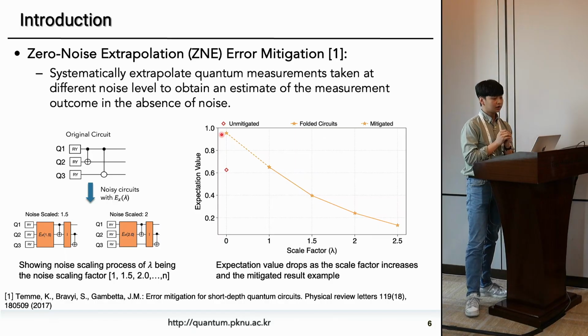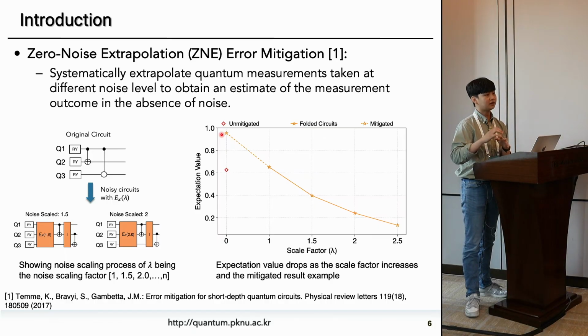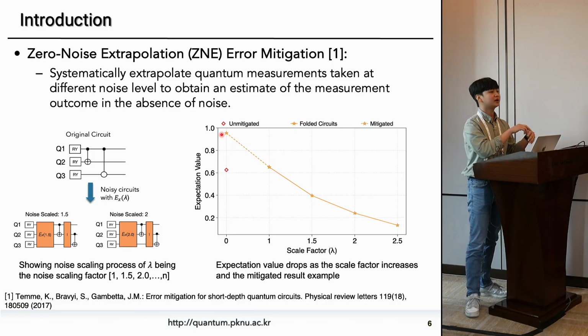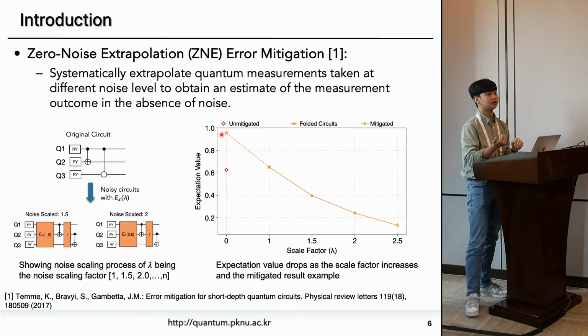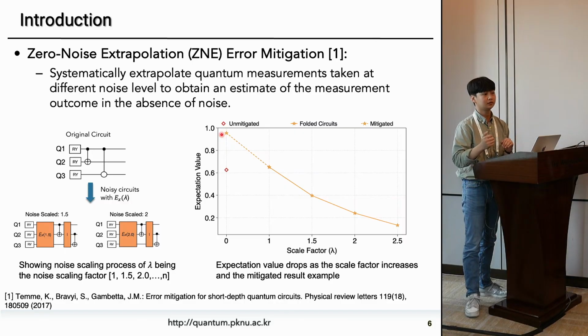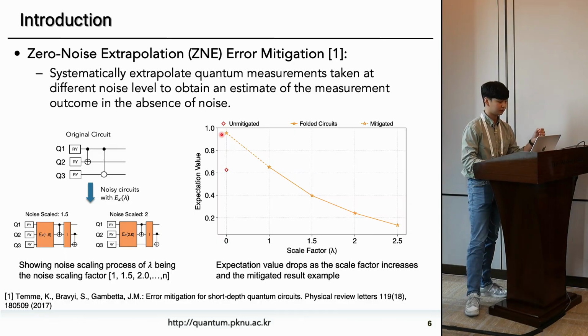And I would like to point out that in recent experiments showcasing how a quantum computer can find problems that are intractable for classical computers, they usually use a combination of ZNE and dynamic decoupling to mitigate the error in the quantum computer.